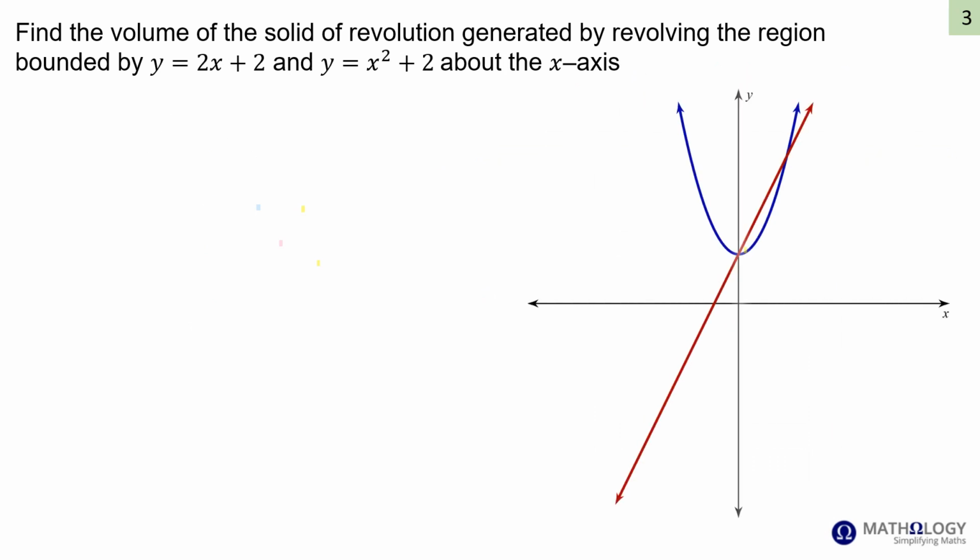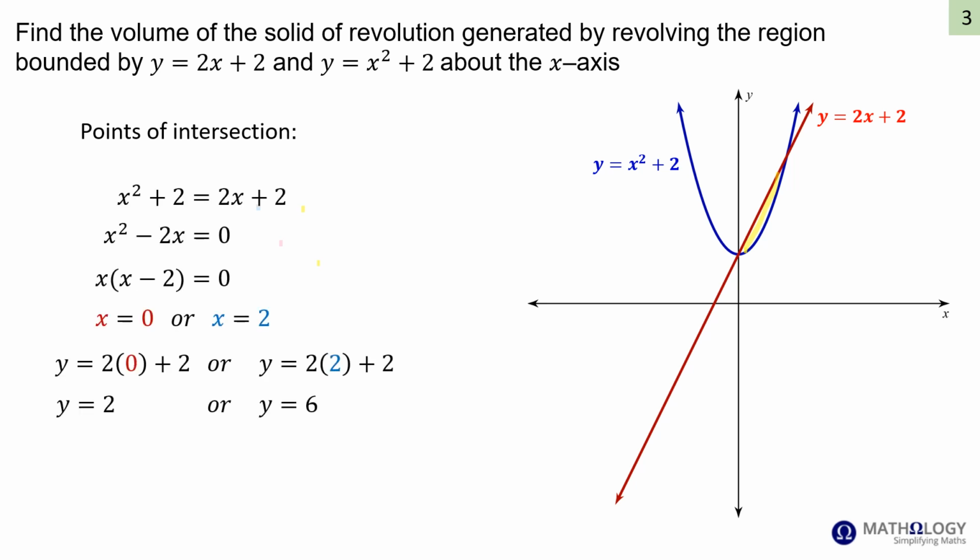Okay, we're required to find the volume of the solid of revolution generated by revolving the region bound by y equals 2x plus 2 and y equals x squared plus 2 about the x-axis. Before we can set the integral up though, we first need to determine the boundaries of integration, and we do this by finding the point of intersection of the two curves. These 2 points are the points A, (0, 2) and B, (2, 6).